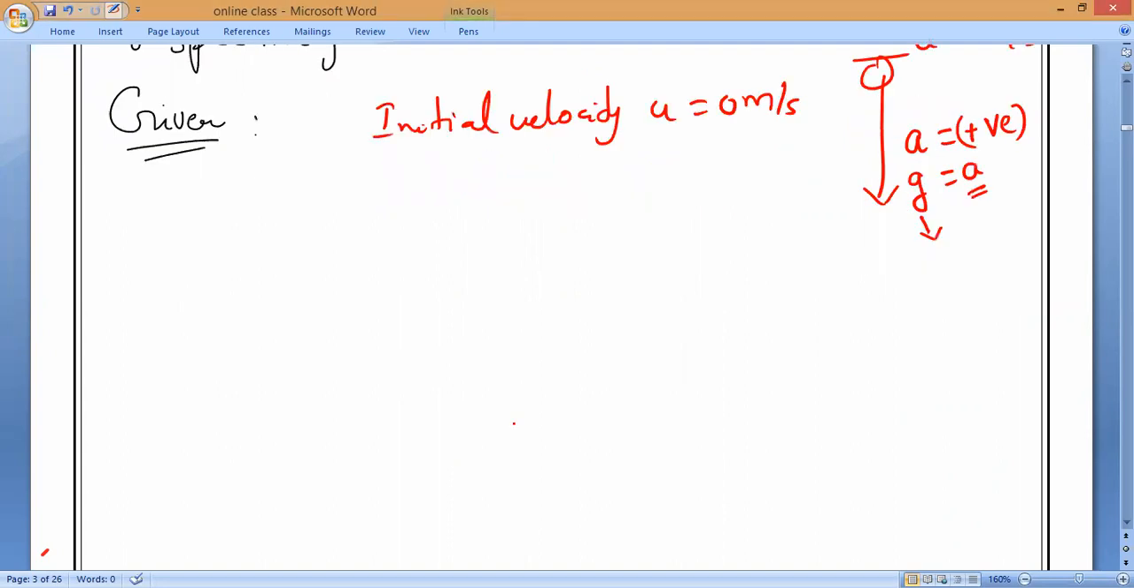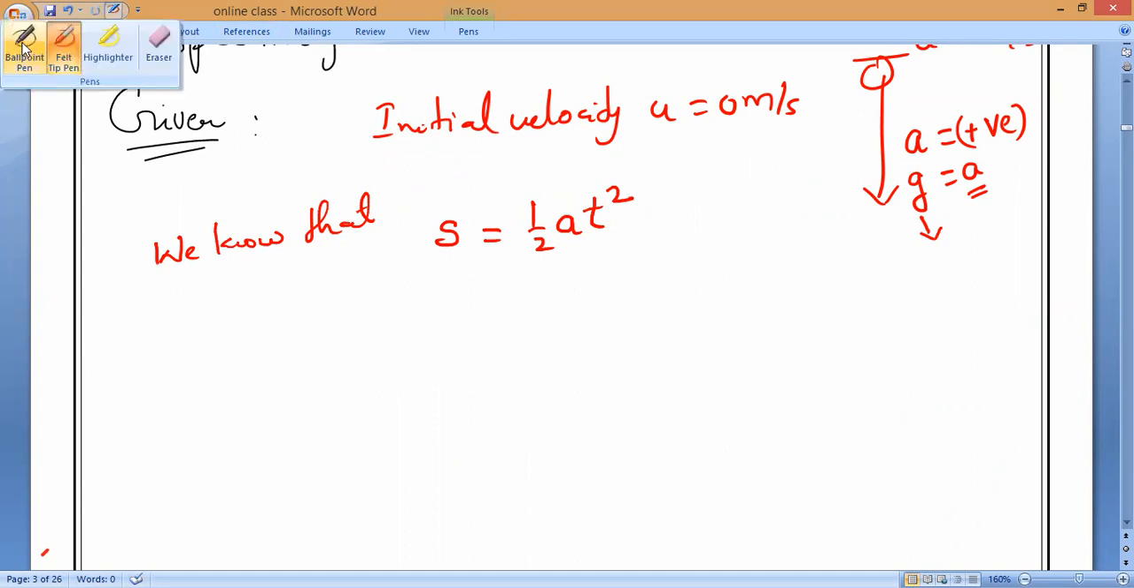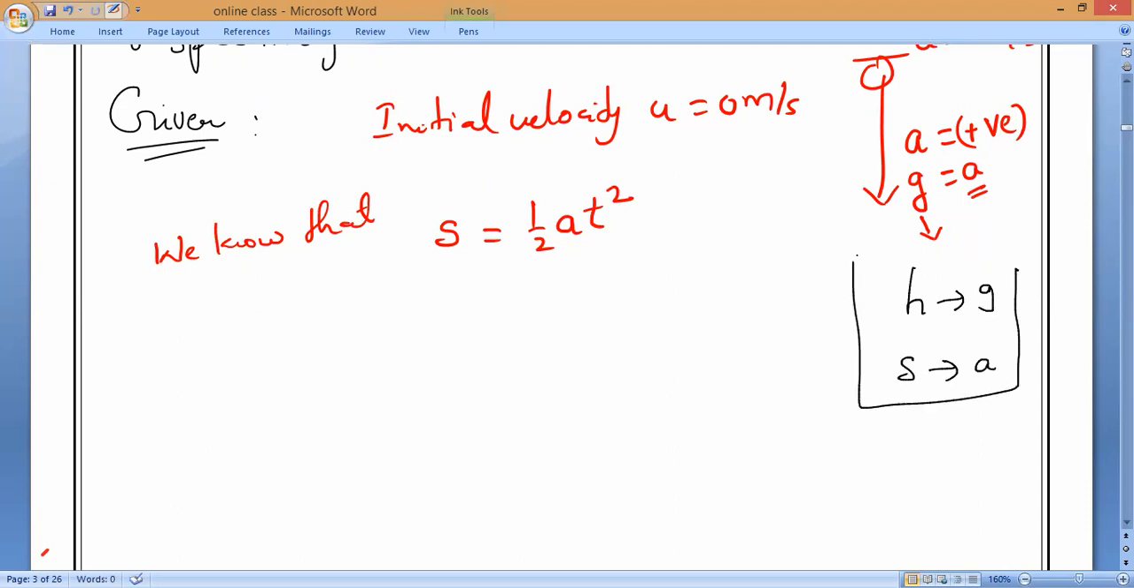H is equal to ut plus half g t square. So we know that S is equal to half a t square. We are using S here. S means a, and h means g. Remember, when h comes, g should come. When s comes, a should come. So we know that S is equal to half a t square.